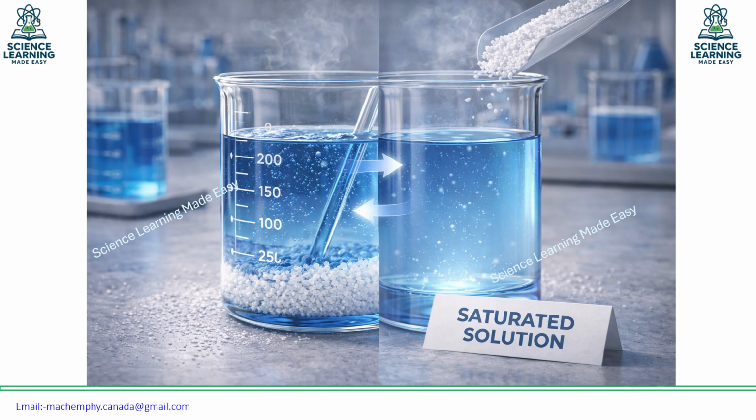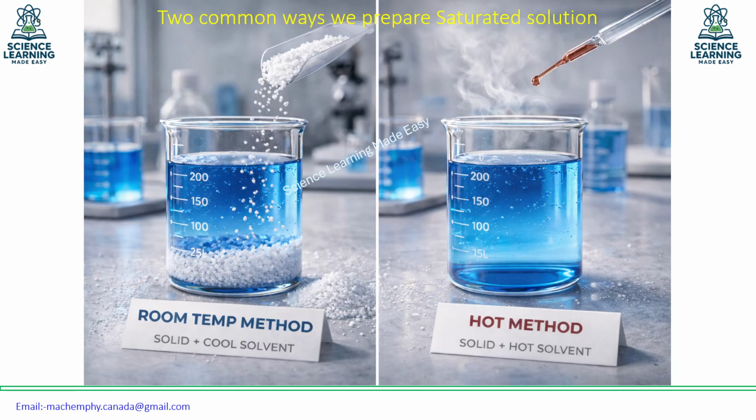Understanding this limit is vital because, in recrystallization, we are going to manipulate this fullness to force our desired substance out of the liquid and into a pure solid form. There are two primary ways we prepare this. First, room temperature method, adding solid to a solvent at room temperature until it simply stops dissolving. Second, the hot method, adding just enough boiling or hot solvent to melt that solid into the liquid.